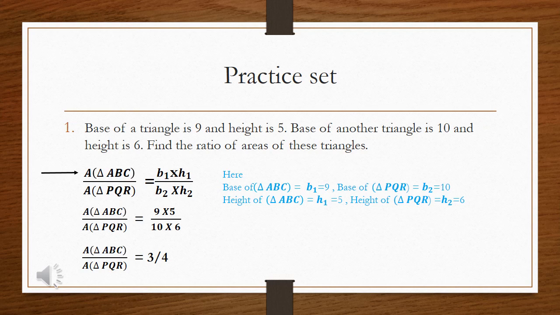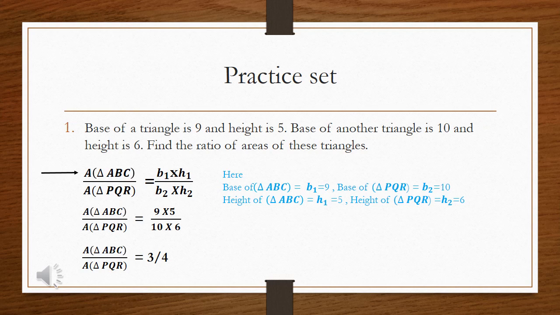First let us write down the given things. Here let base of triangle ABC equal B1 equal to 9 and base of another triangle PQR, B2, equal to 10. Also, height of triangle ABC equal H1 equal to 5 and height of another triangle PQR equal H2 equal to 6.